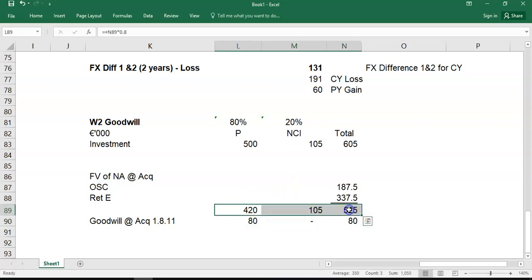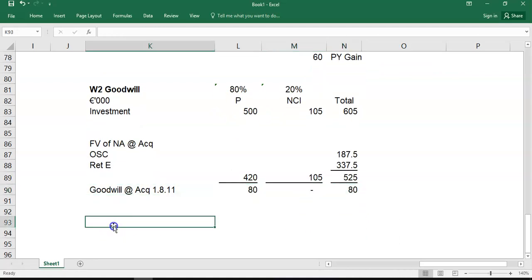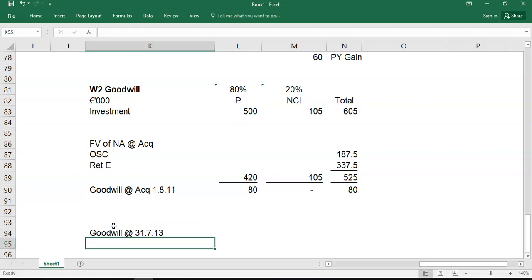Now that's important because remember, if there's no goodwill attached to the NCI, it gets no goodwill impairment. We don't have it here, but it also gets none of the FX differences associated with goodwill. Because we know in IAS 21, that's goodwill 2 years ago. But the goodwill at the year end, 31st of 7, 2013, needs to be retranslated.